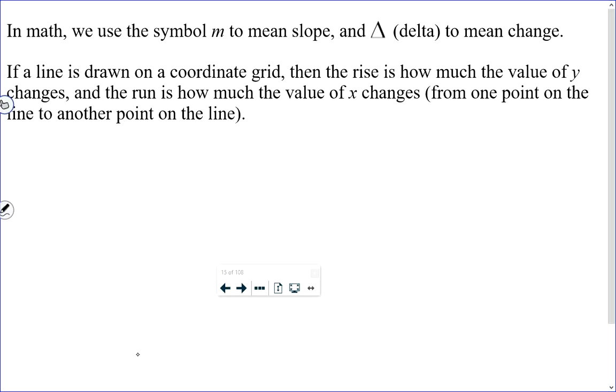What that means is when we look at a line drawn on a coordinate grid, the rise is how much the value of y changes, and the run is how much the value of x changes from one point to another on the line. And that means I can either calculate slope using rise over run or change in y over change in x. Because delta y is really the change in y, which is the rise, and delta x is really the change in x, which is the run.